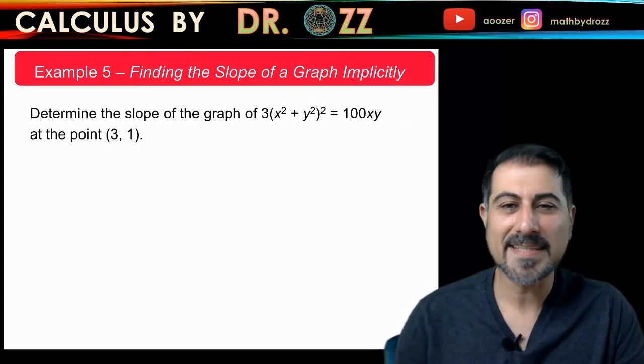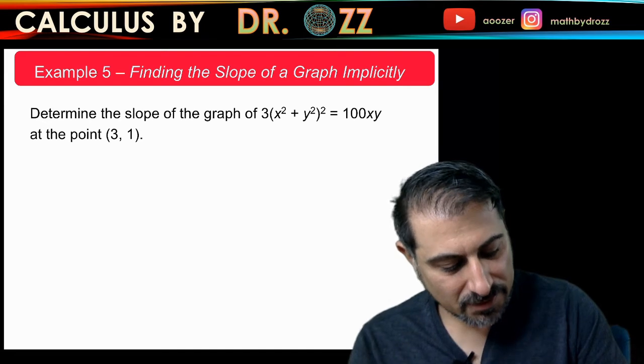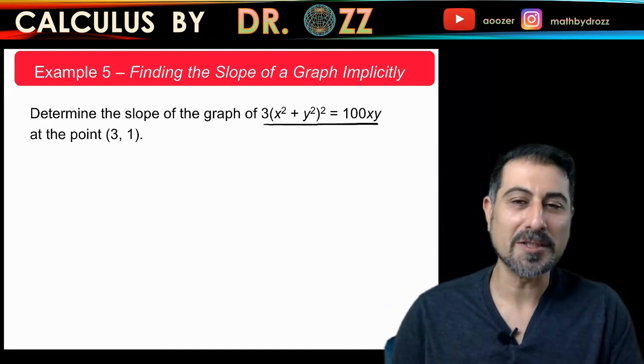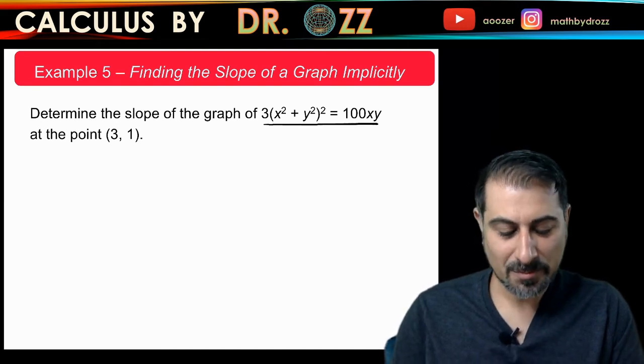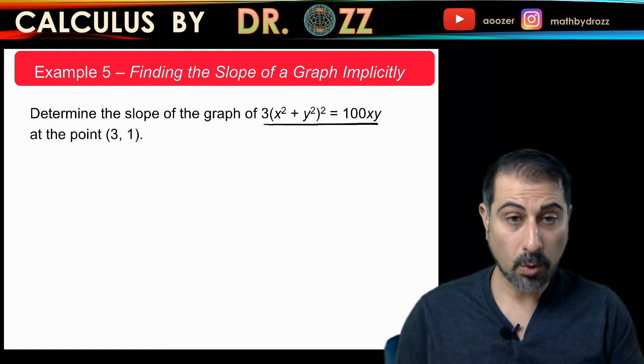All right, the next example is about finding the slope of a graph implicitly. In fact, this is the graph of a lemniscate, and it's a figure 8 type graph. What we're going to do is find the slope of the tangent line at the point 3 and 1. And this time, let's do this all together.